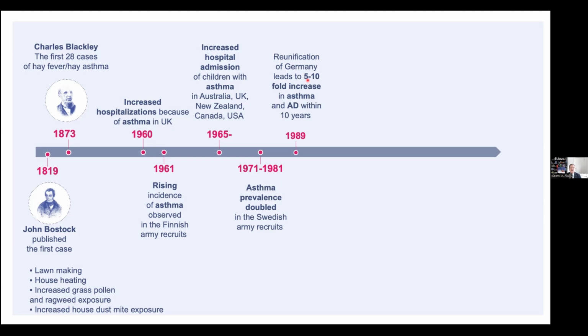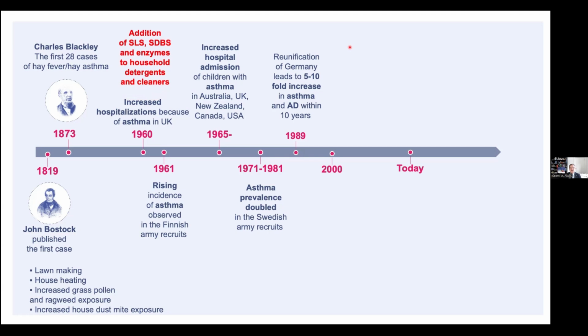At the time of the merger, the prevalence from the 1960s to 1989 in West Germany increased to around 10%, but East Germany was still 1.5%. And this 1.5% prevalence of asthma increased to around 10% within 10 years after the merger of Germany. So this was around 2000.